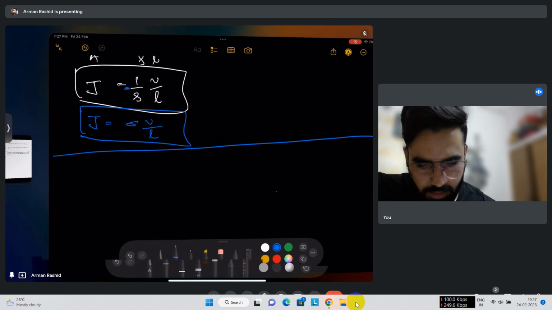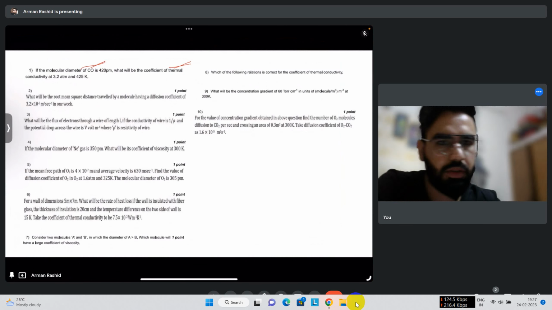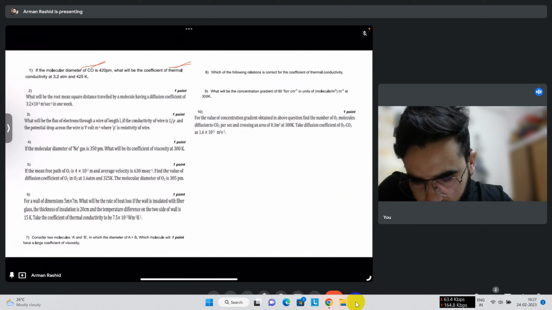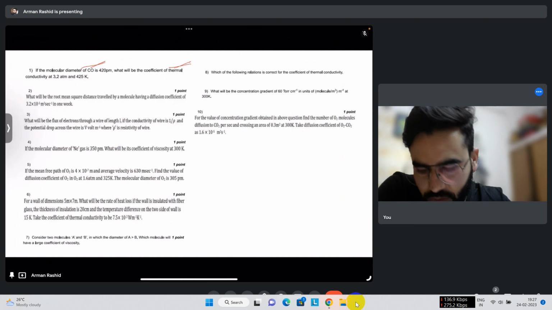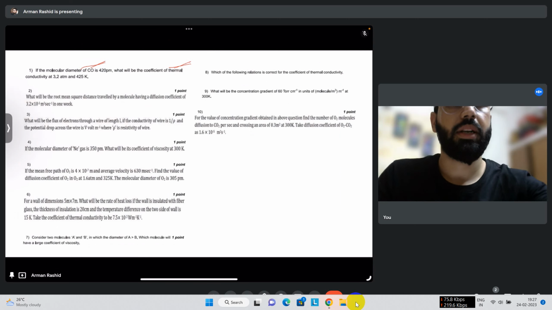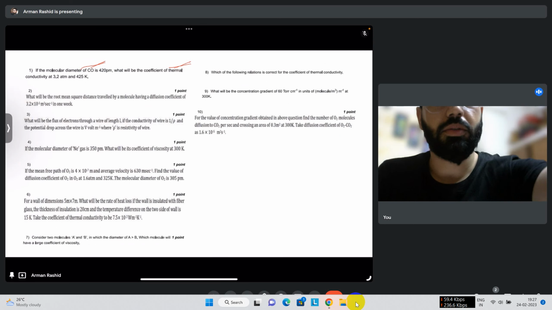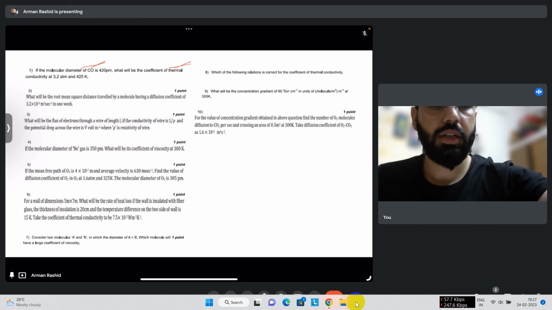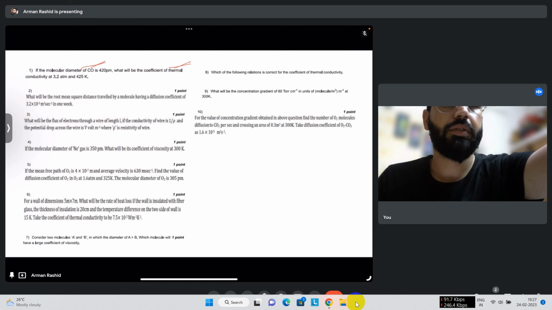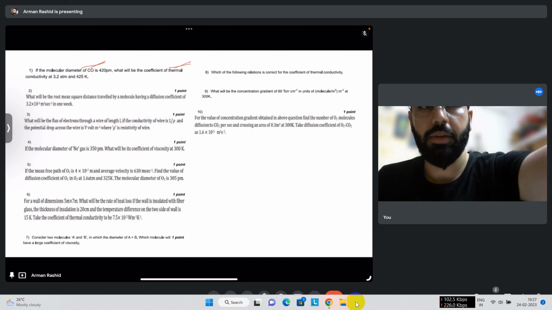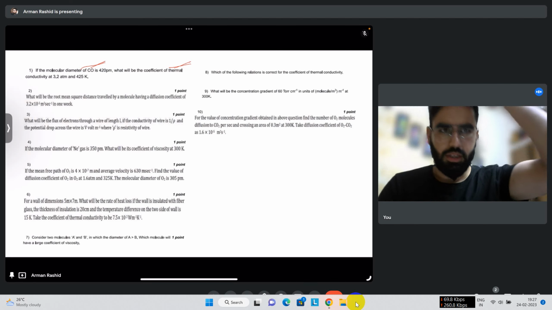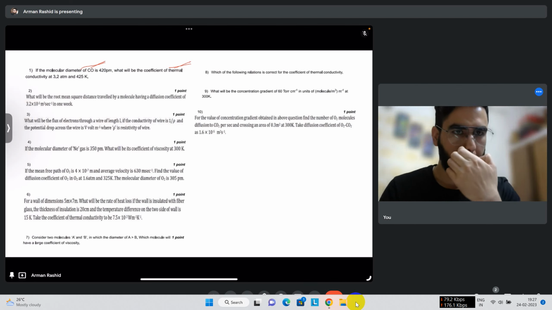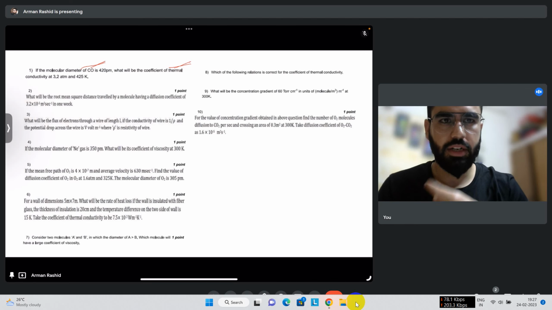Since we have time, we can go to the fourth one. If the molecular diameter of a gas is 350 picometer, what will be the coefficient of viscosity? We have to determine the coefficient of viscosity at 30 Kelvin, and the molecular diameter of the gas is given. I have previously shown how the viscosity is related to the molecular diameter. We'll use that, and using the average speed we can determine the viscosity.